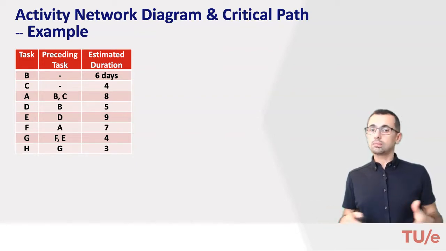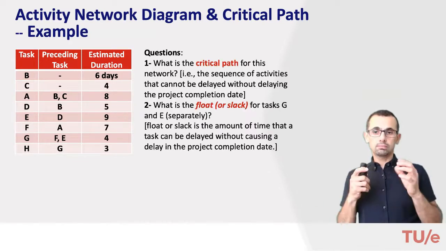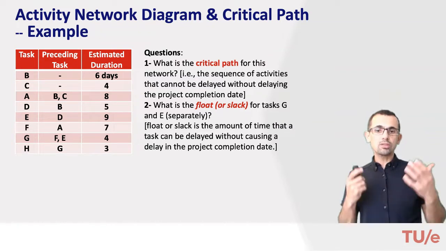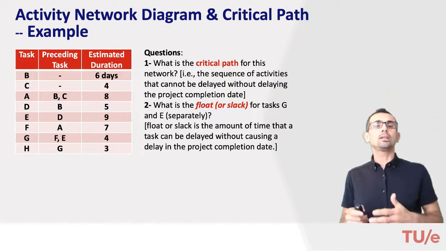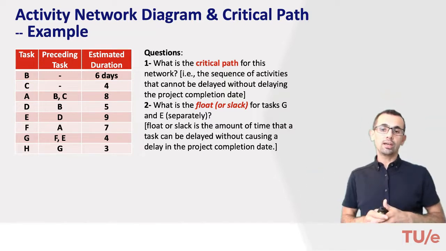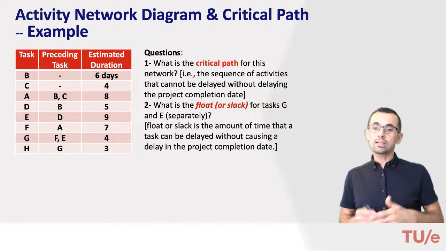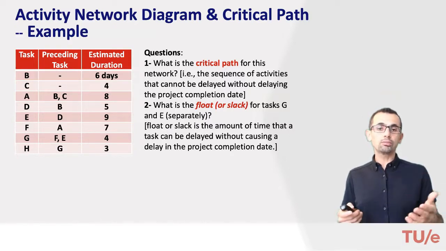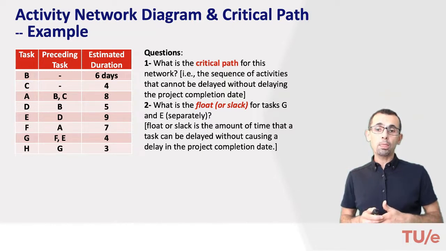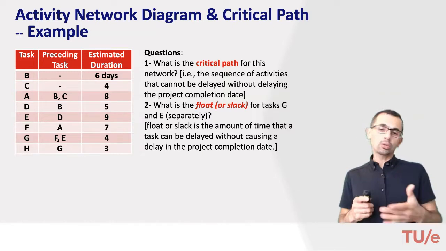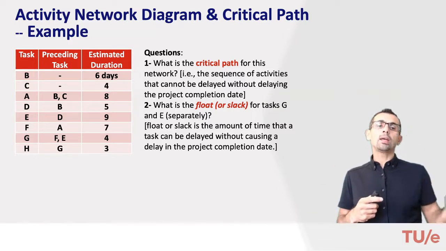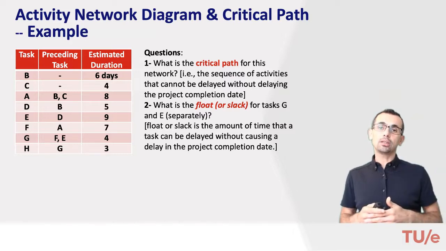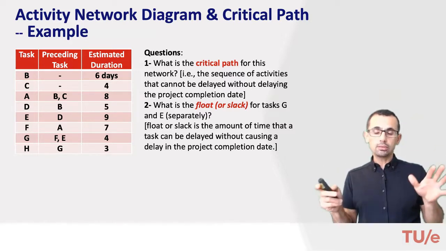So the question is, what is the critical path? It is the sequence of activities that cannot be delayed without delaying the project completion date. That's the official definition of critical path. The second question is about the slack or float, if you like. The float or slack is the amount of time that a task can be delayed without causing a delay in the project completion date. I mean, kind of a buffer, if you like.